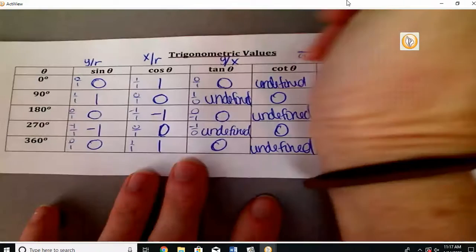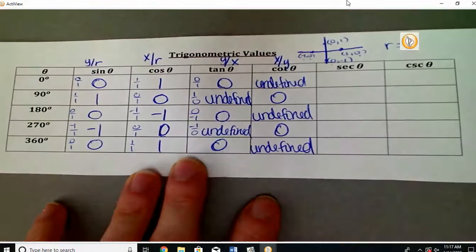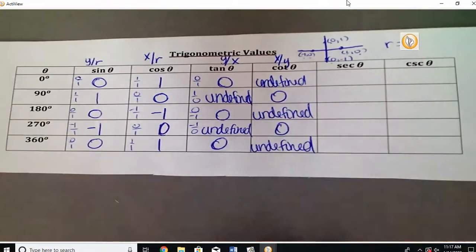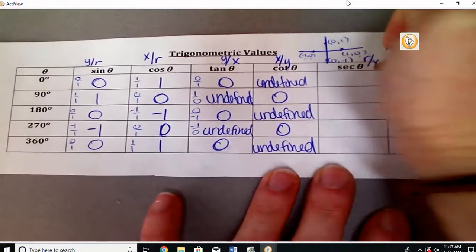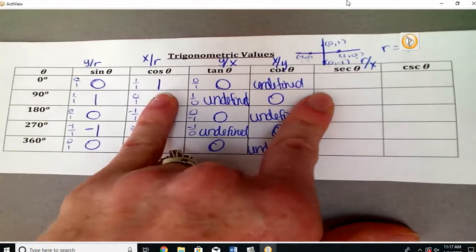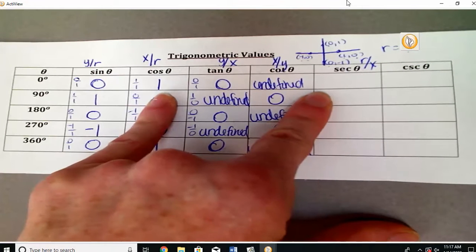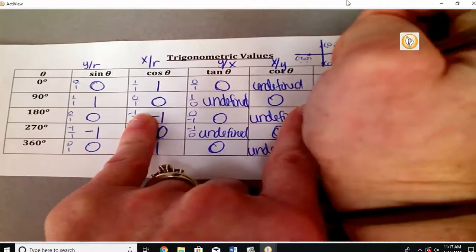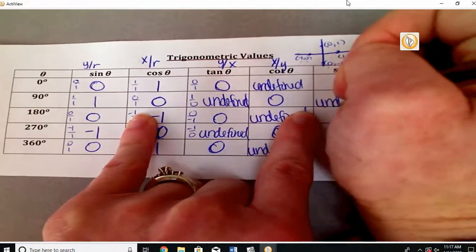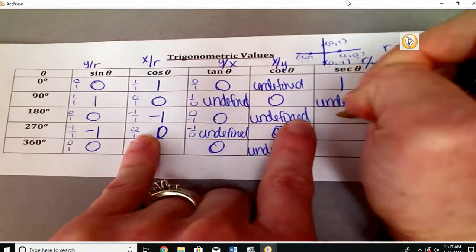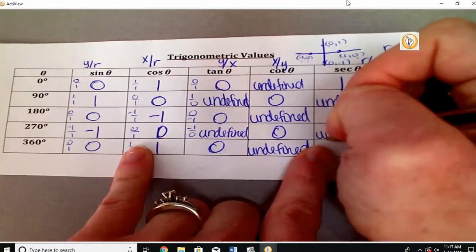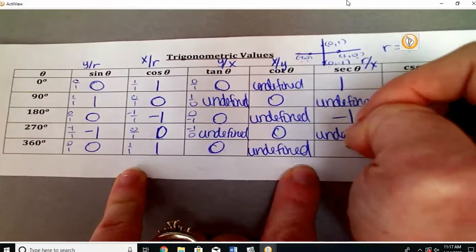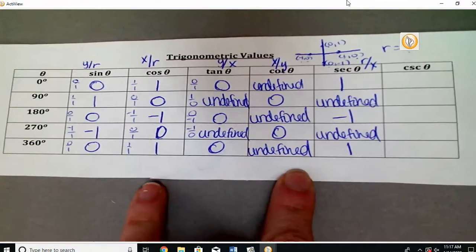You could have also just gone through and done x over y for each of those, whatever you're most comfortable with. Secant. What's the definition of secant? R over x. Or that's the reciprocal of cosine. What's the reciprocal of 1? 1. Reciprocal of 0? Undefined. Reciprocal of -1 is -1. 270 would be undefined. And at 360, you're back to 1.